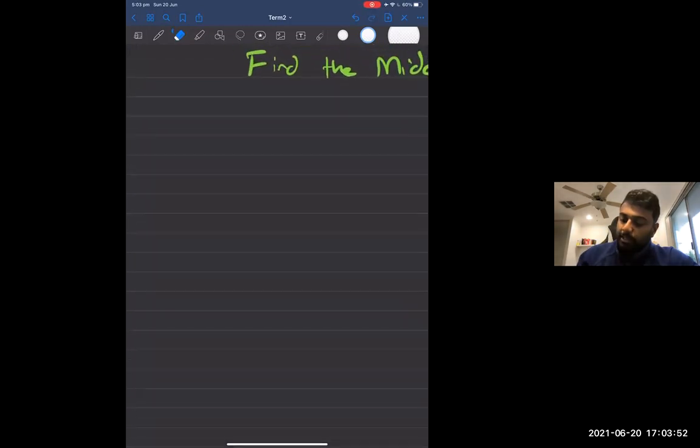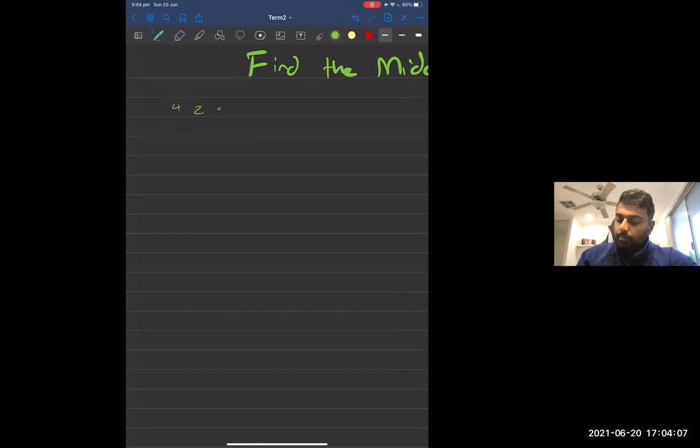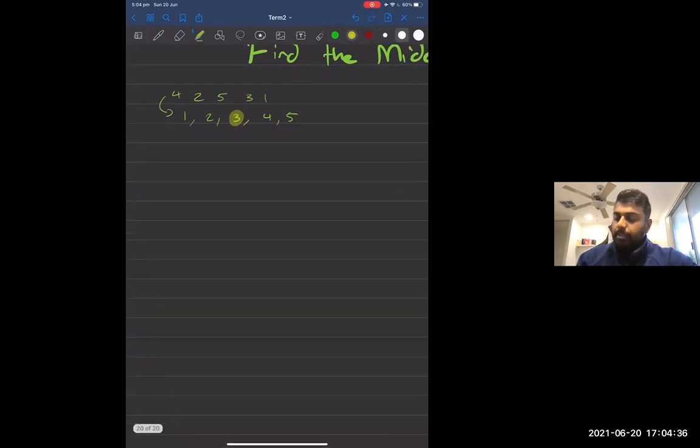The way find the middle works is kind of like this. You're given a series of images, but I'm going to use numbers so you can understand much more easily. Let's just say you got 4, 2, 5, 3, 1. Find the middle is when you have to rearrange this into its right order, and then you choose the middle value, which is 3. Melvin, is it the median? Well, yes, this is the median where you find the middle value, whichever is in the middle. So in this case, it was 3.